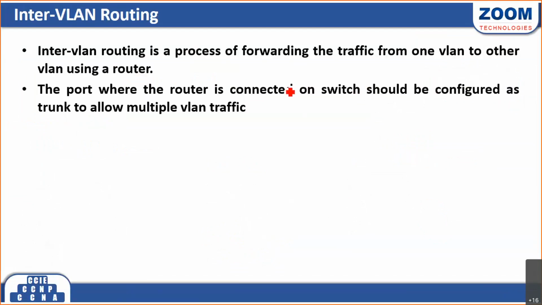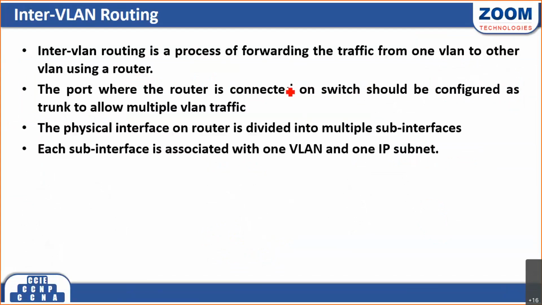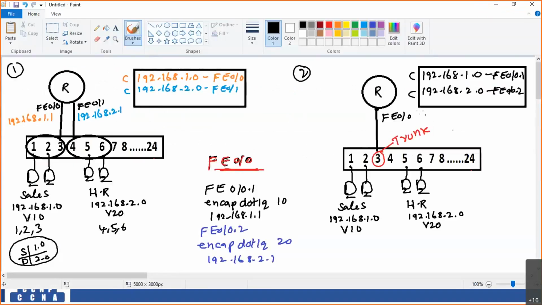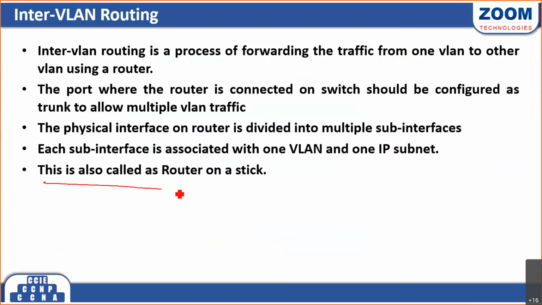Can read this? Port where router is connected in the switch should be configured as trunk to allow multiple VLAN traffic. One physical interface on router is divided into multiple sub-interfaces. Each sub-interface is associated with one VLAN and one IP subnet. This process we also call router on a stick. Means symbolically, router on a stick means one interface, sub-interfaces. So this is also called as what? Router on a stick.